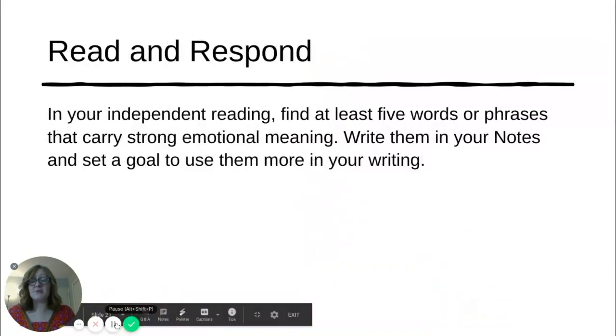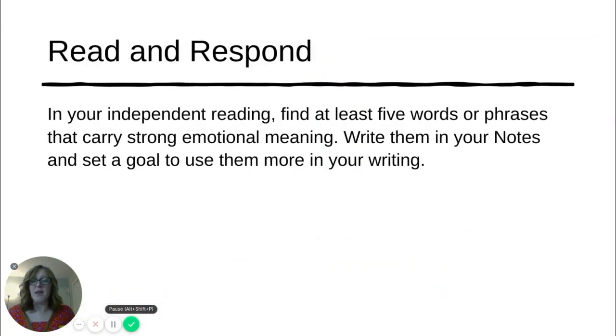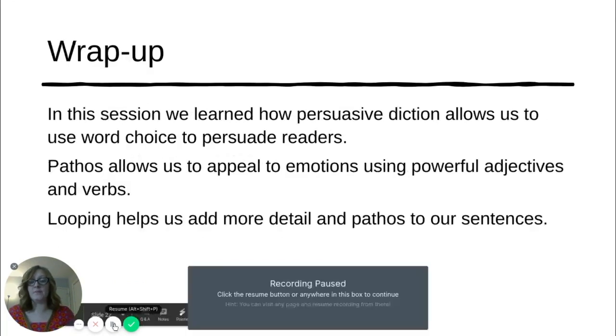Now it's time to read and respond. In your independent reading, that's your reading outside of class, find at least 5 words or phrases that carry strong emotional meaning. Write them in your notes and set a goal to use them more in your writing.